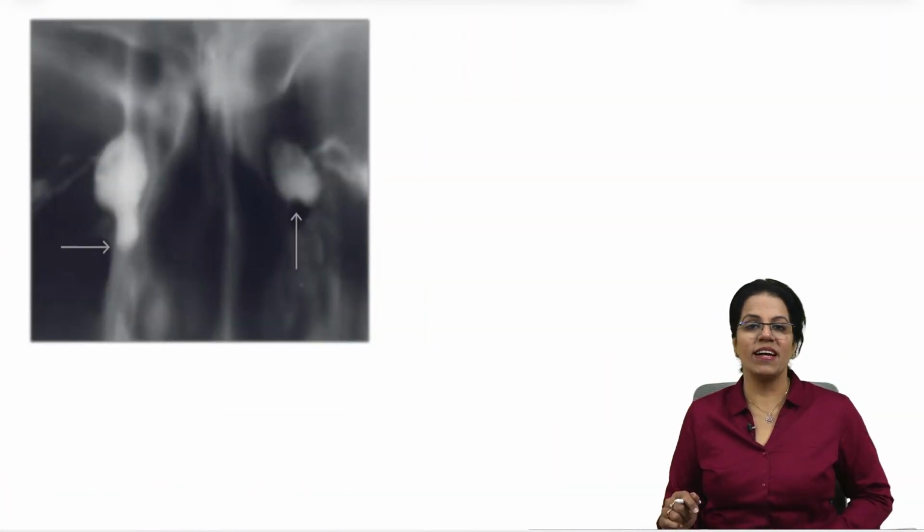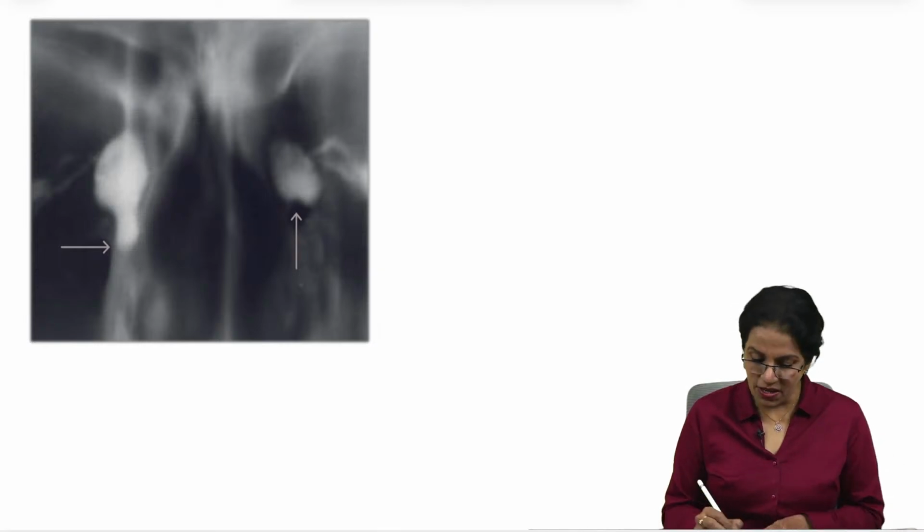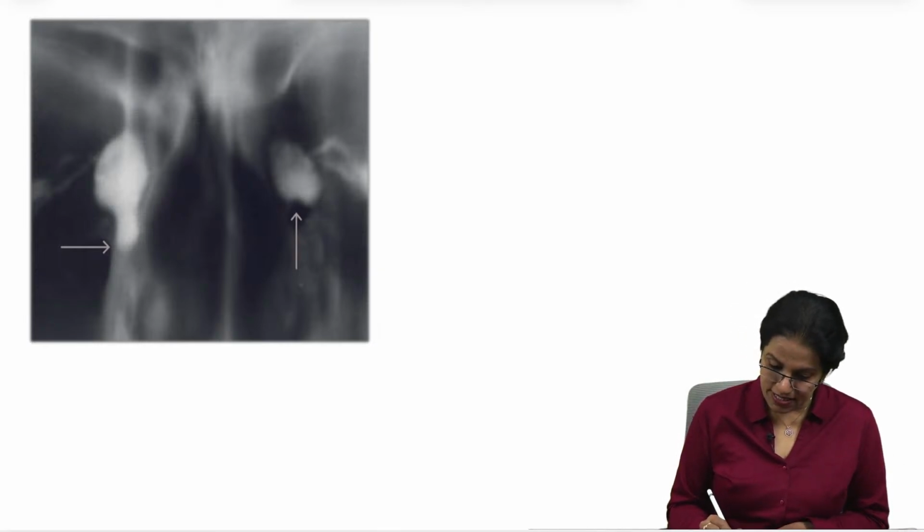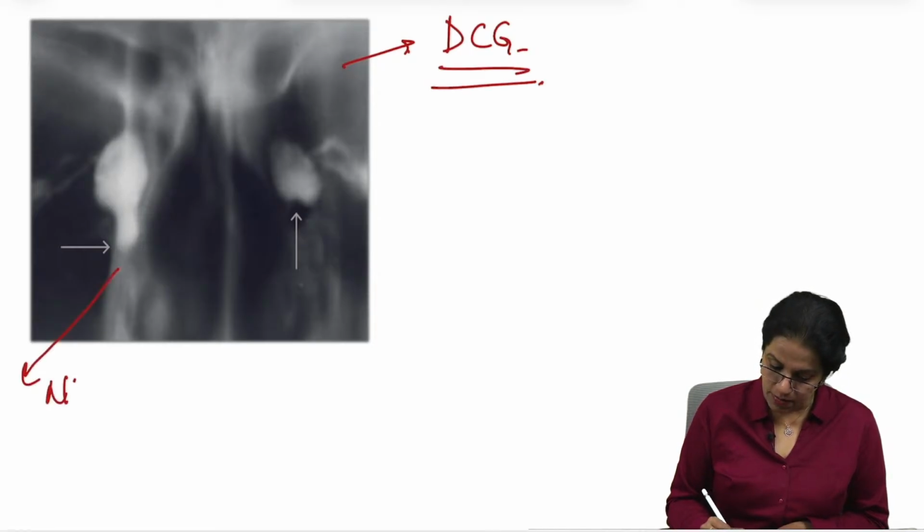Okay, what are you looking at now? This is your blockage. You see here, this is a slide of dacryocystography, where on one side I can see an NLD block, which you can see here as the distended sac. This is the lacrimal sac which is distended.